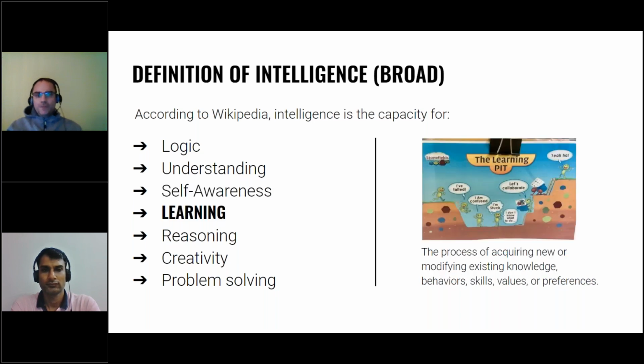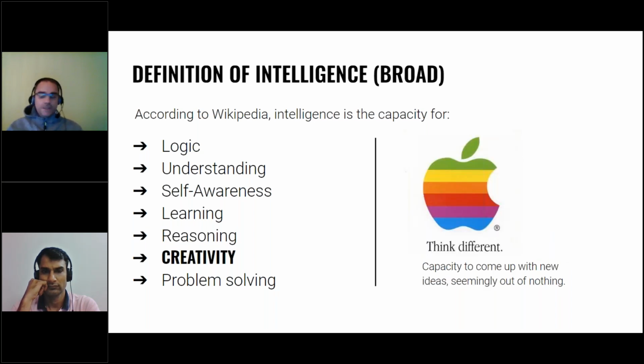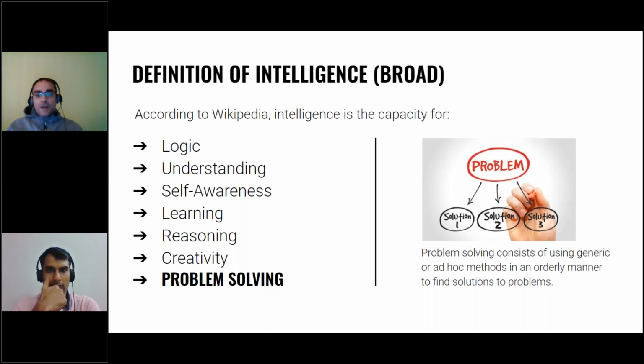We also have a full capacity to learn, and that is the process of acquiring new or modifying existing knowledge, behaviors, skills, values, and preferences. We're capable of reasoning, which is the capacity for consciously making sense of things, establishing and verifying facts, and applying logic. Creativity is the capacity to come up with new ideas seemingly out of nowhere. And there's the capacity for problem solving, which consists of using generic or ad hoc methods in an orderly manner to find solutions to problems.